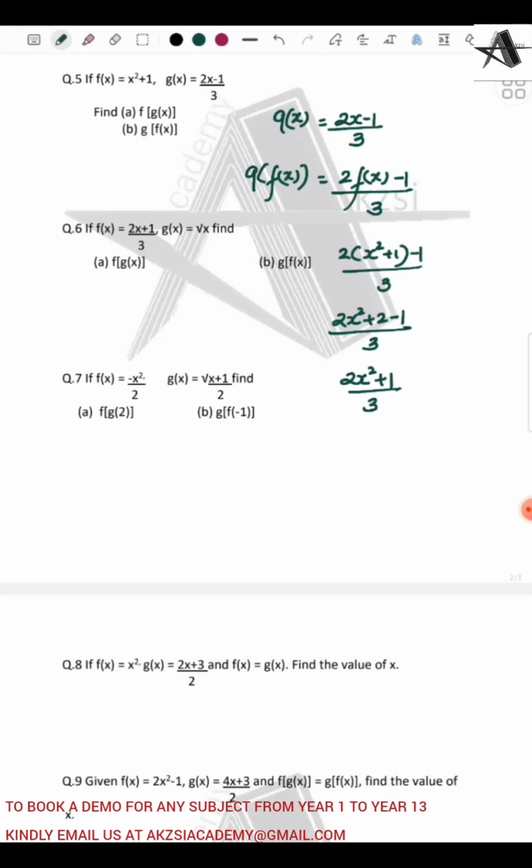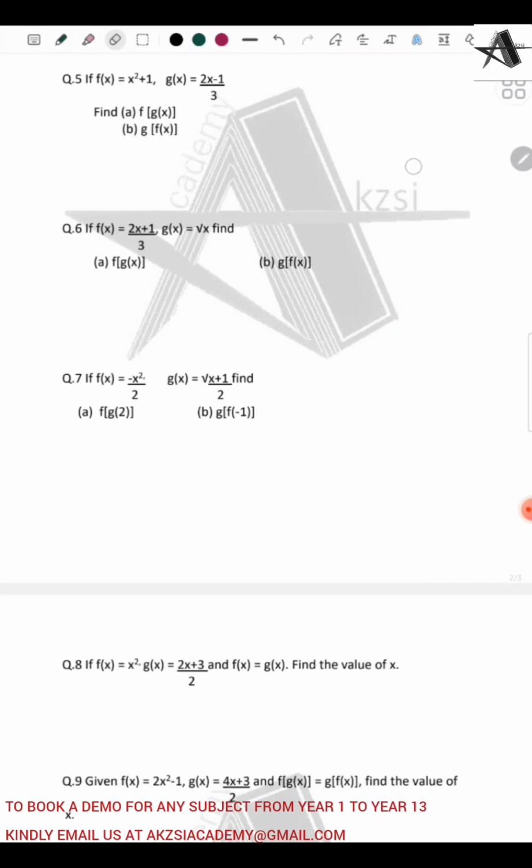Coming to question number 6. It says f(x) is (2x plus 1) over 3 and g(x) is root x. Same, we have to calculate fg(x) and gf(x). So same, I'll write my primary function, that means the one written outside. So f(x) I need to write down. f(x) is (2x plus 1) over 3. And I need to substitute the value of x as g(x). So replacing x with g(x), (2 times g(x) plus 1) over 3.